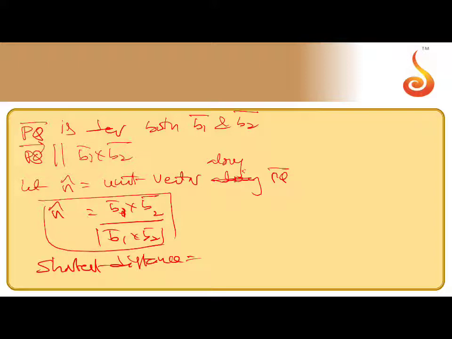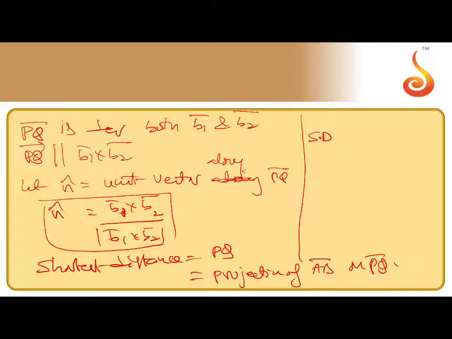Next, the shortest distance equals PQ. So this equals the projection of AB on PQ. That means SD, the shortest distance, equals AB dot n cap. So what is AB? AB is nothing but B bar minus A bar, that is, A2 bar minus A1 bar, dot n cap. I will take the next page and write it.